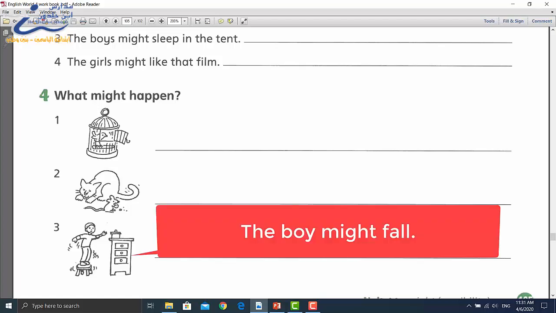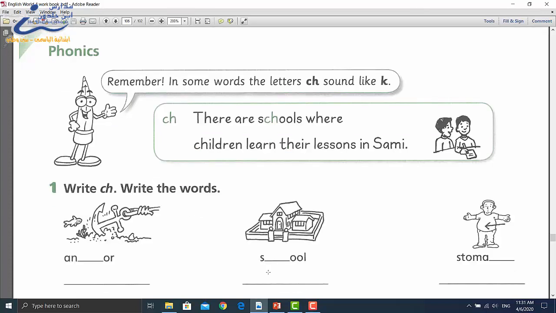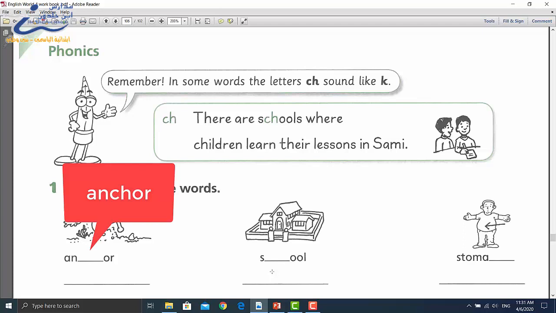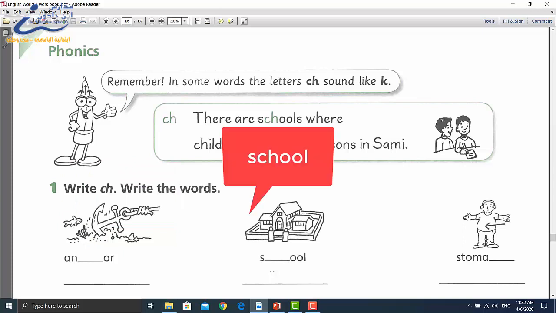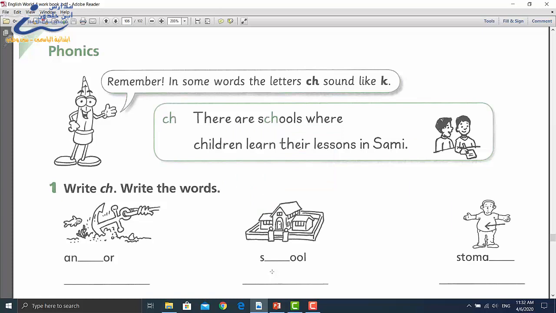Let's move quickly to page 106. Remember, in some words, letters CH sound like K. K. There are schools where children learn their lessons in Sami. Number 1. Write CH, write the words. Anchor. The missing letters are CH. Number 2, school. Number 3, stomach.